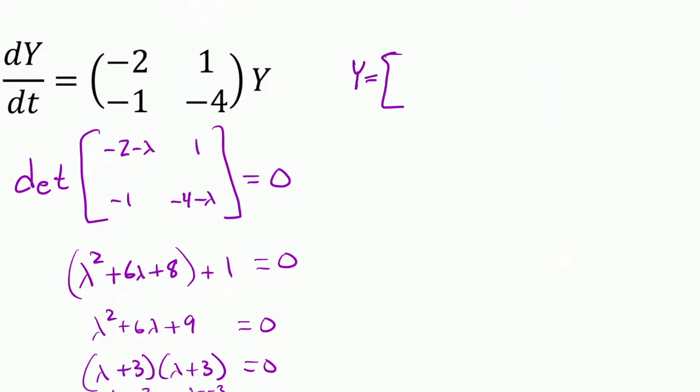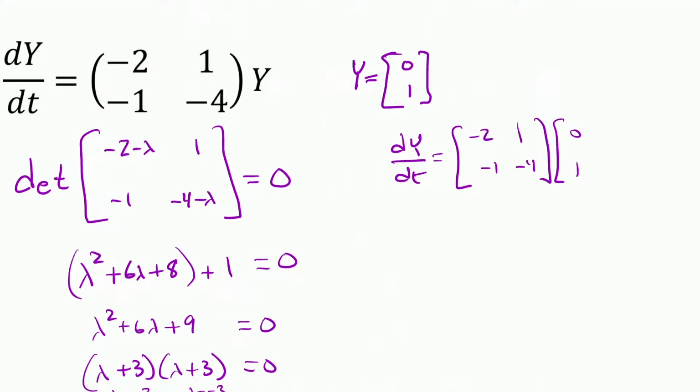So if I let y equal (0, 1), then dy/dt is going to be [-2, 1; -1, -4] times (0, 1). And so what's that going to be? 2, 1, that's going to be (1, -4). So over 1, down 4. Over 1, down 4. Okay, let's go put that. Over 1, down 4, which is roughly this direction.